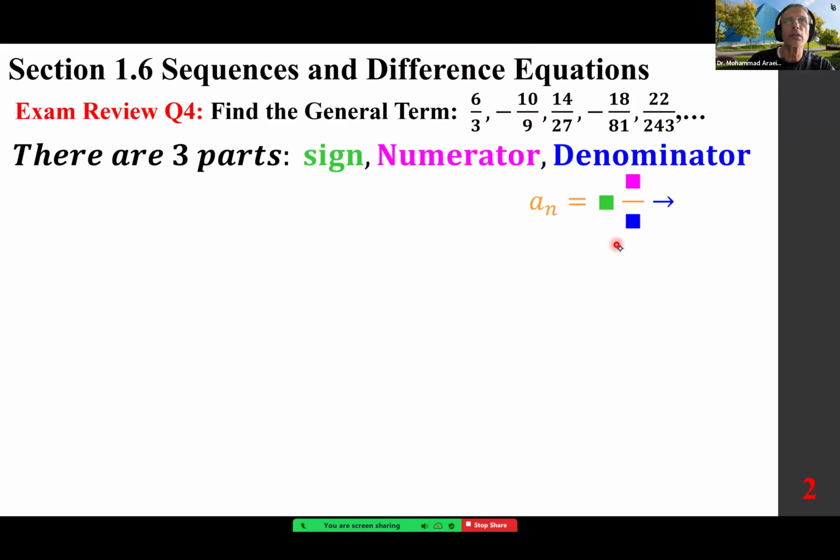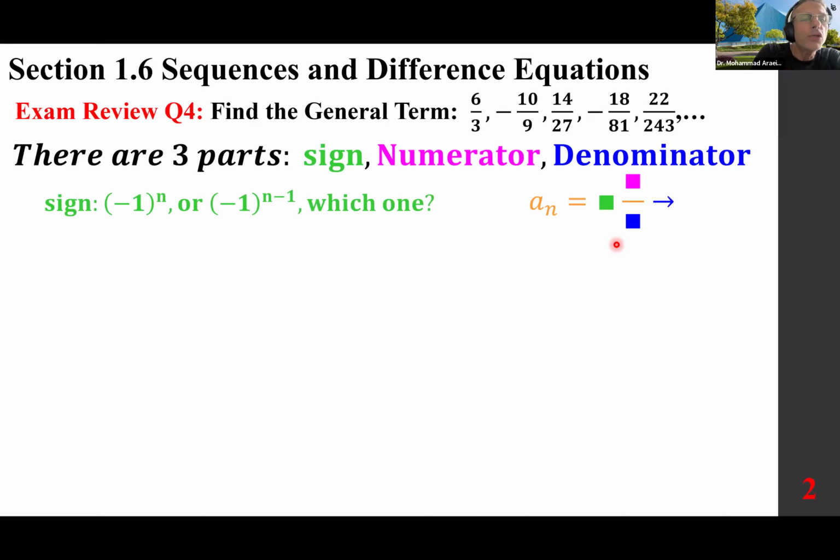So starting with the sign, it is either negative 1 to the power of n or negative 1 to the power of n minus 1. The question is which one. If you choose the first one, when n is 1, the first term takes a negative sign, but this term is positive. If you choose the second one, n is 1, negative 1 to the power of 0 becomes positive 1. So this would be the choice.